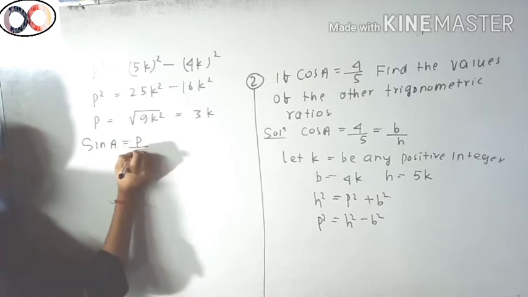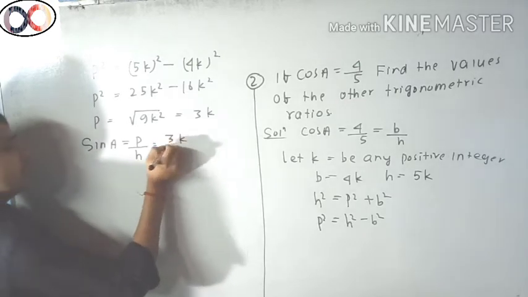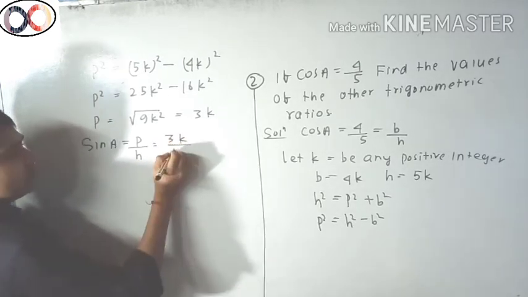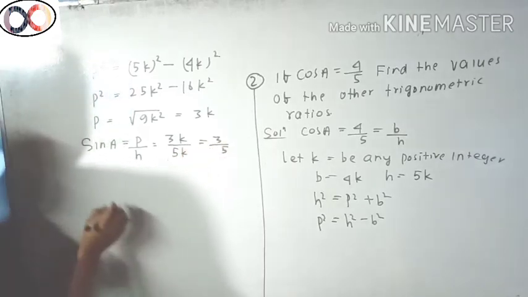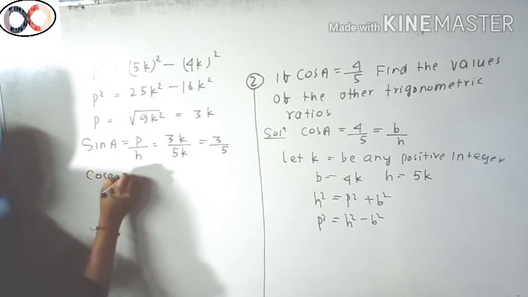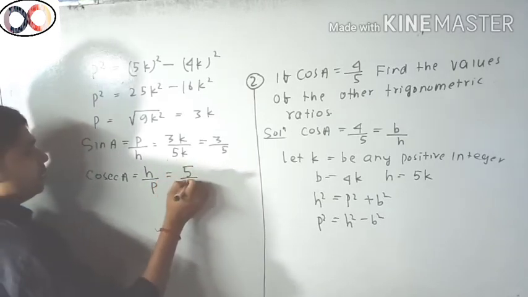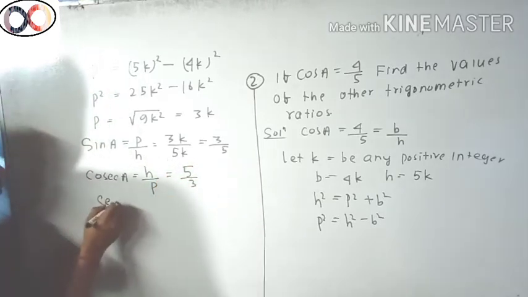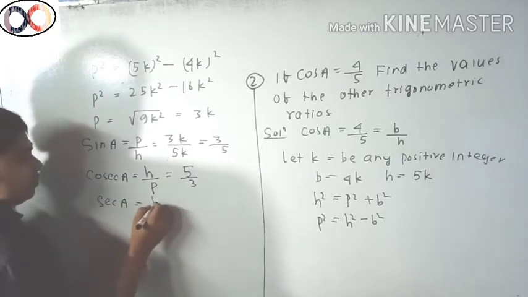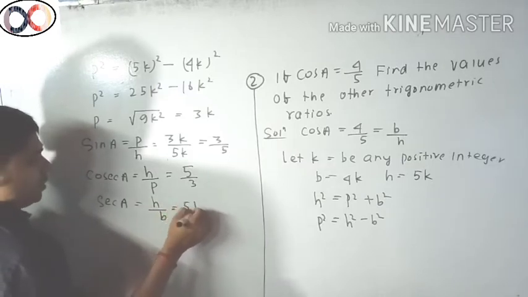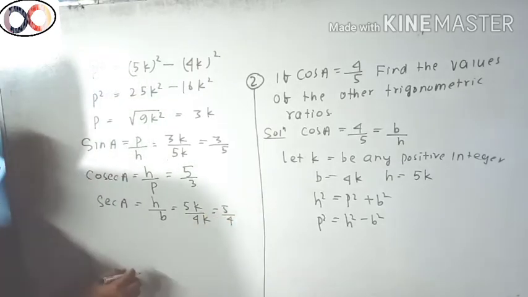Sin A equals p by h. The value of p is 3k, and h is 5k. So here it is 3 by 5. Next is cosec A, that is h by p. So here you will get 5 by 3. Okay, next is sec A equals what? Sec A is h by b. H by b means 5k by 4k. So after that you will get 5 by 4.